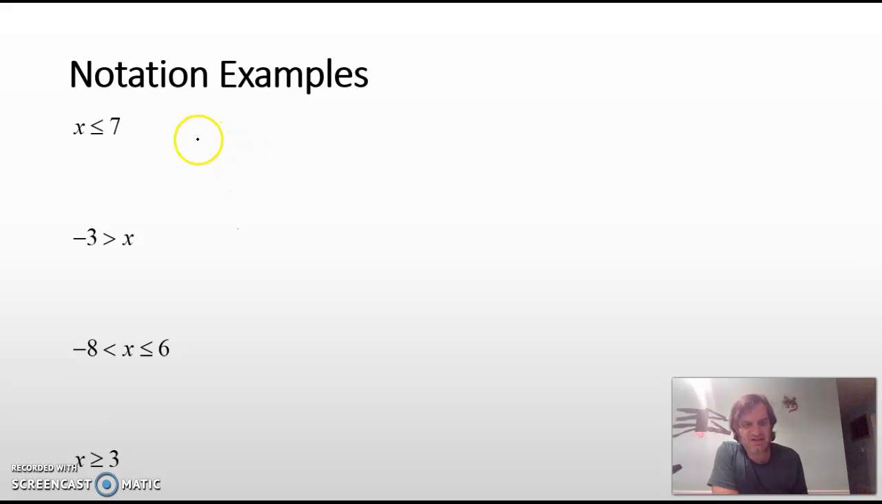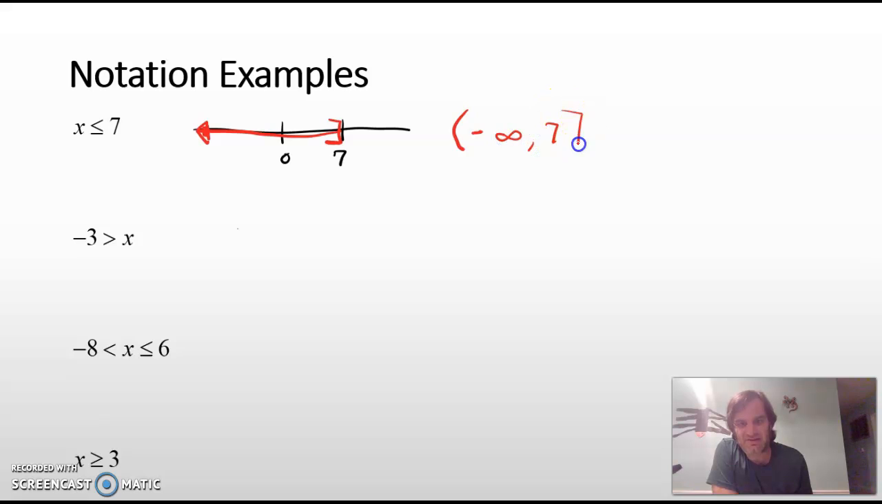I'm going to draw the number line as we go because I'm going to eventually ask you to do all 3 forms. But x is less than or equal to 7. So I'll put my 2 places on the number line. Less than or equal to 7. So arrow to the left. Less than or equal to, bracket. So this translates to parentheses, negative infinity to 7 bracket.